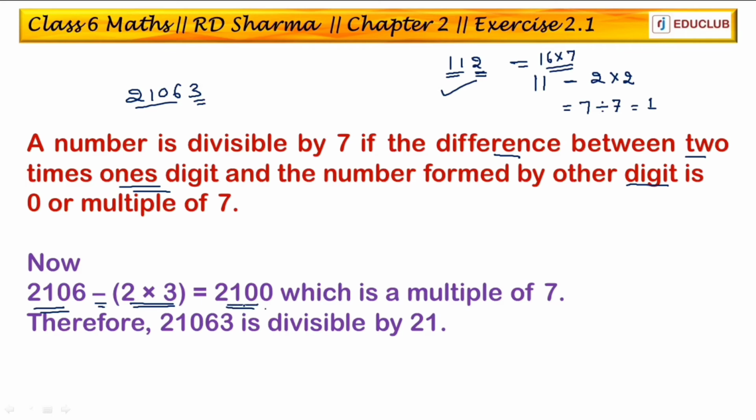2106 minus 6 is equal to 2100. We know 2100 is a multiple of 7: 7 3s are 21, then 00. So it is a multiple of 7. So we can say 21063 is divisible by 7. It is divisible by 3 also, so we can say it is divisible by 21. Like this we will solve this type of questions.